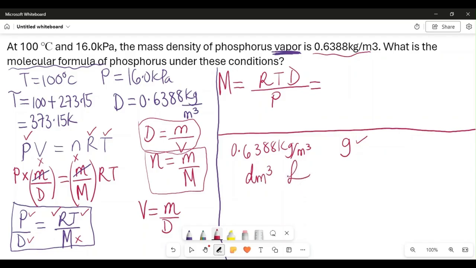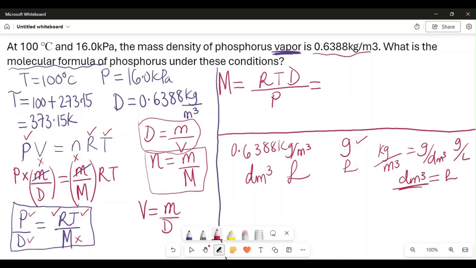Not that you can't leave it in meter cubed, but it's just easier and more common to have your stuff in either dm cubed or liters. So we're going to make this liter. We're trying to go from kilogram per meter cubed to gram per dm cubed, or you can say gram per liter, because dm cubed is the same thing as liter.